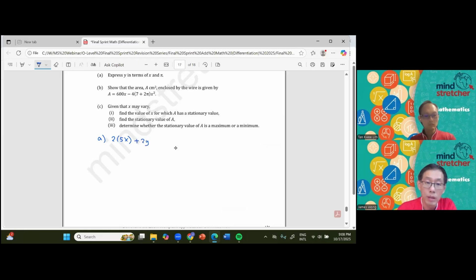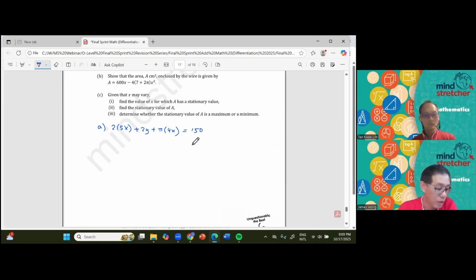And then I have that semicircle, so my pi d. Pi times the diameter, which is 8x. But because it's a semicircle, I must times half. So I should be pi times 8x times the half, but I can simplify it to just 4 pi x. And this whole thing must be equal to 150, because that's the whole entire length.